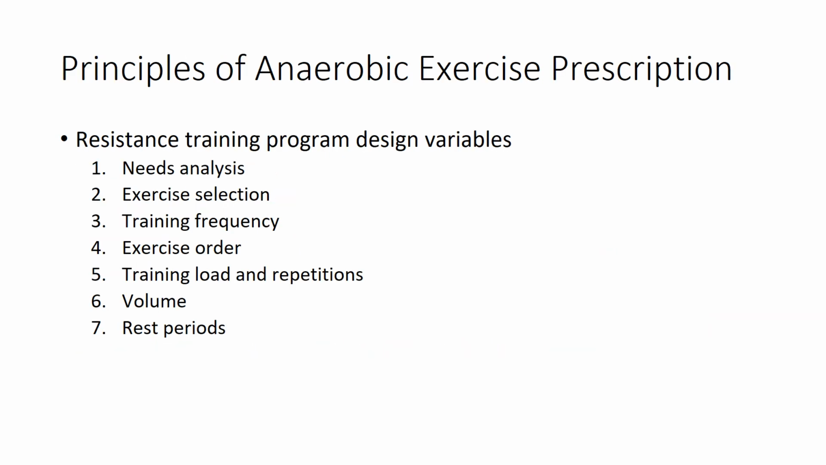Designing a resistance training program is a complex process that requires the recognition and the manipulation of 7 different program design variables. And this is going to include a needs analysis, which we touched on already, but then it's going to transition into exercise selection, the training frequency, the exercise order, the training load and repetitions, the volume, and the different rest periods for different goals.